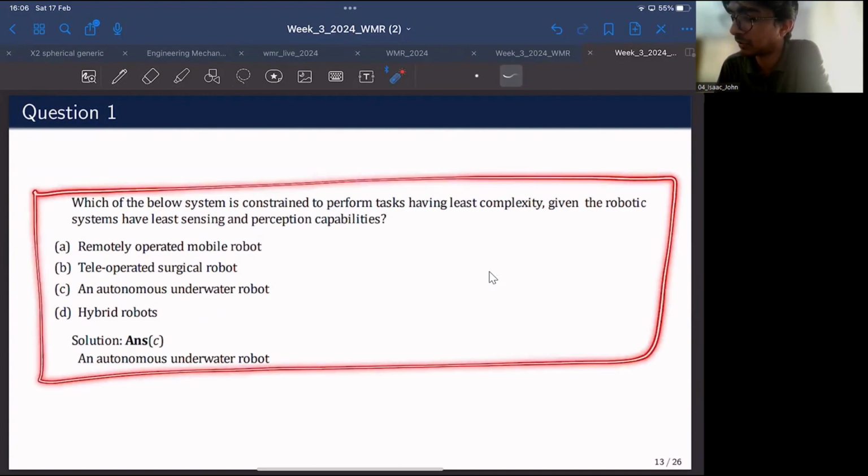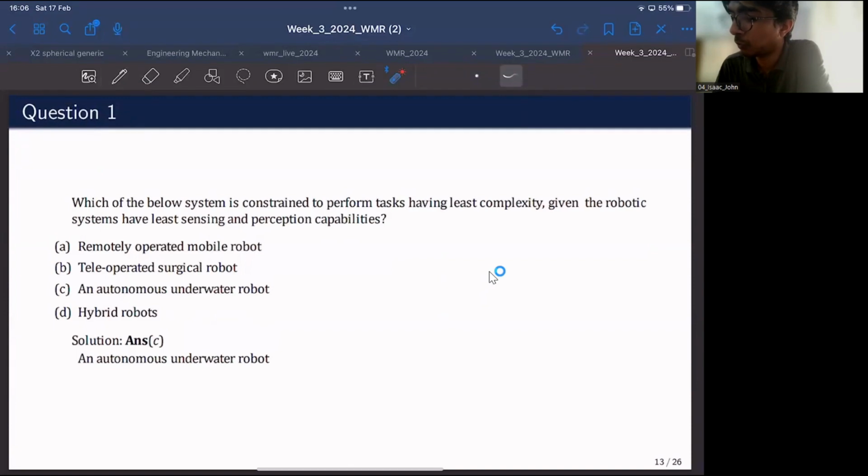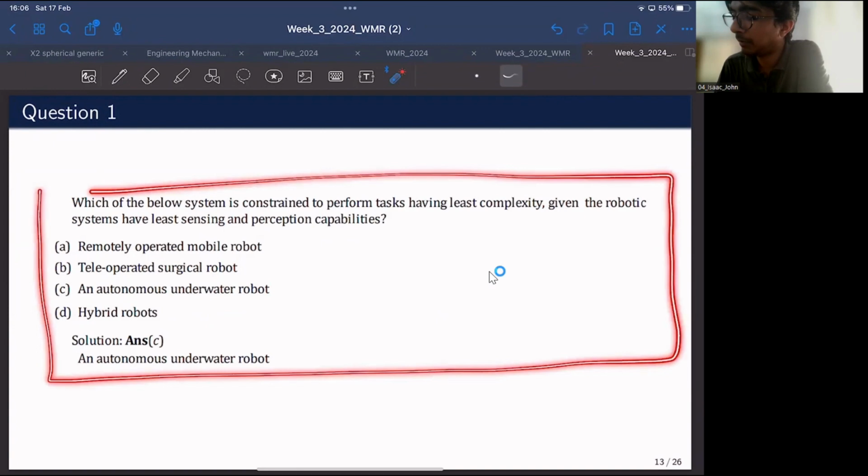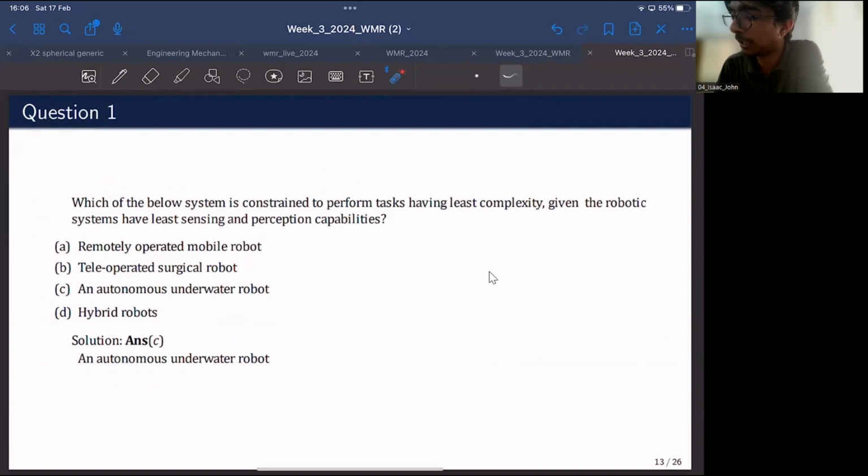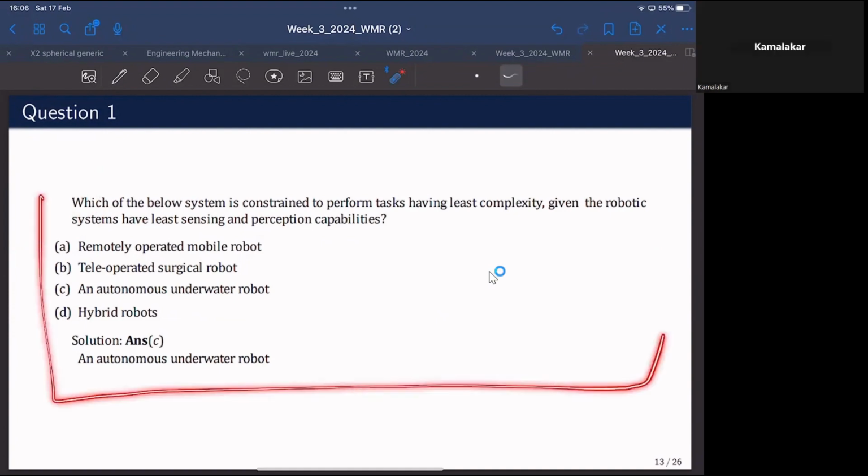So maybe if you get these sort of questions, if you raise it, maybe these sort of questions will be eliminated from the grading process, because I think the question itself does not make much sense.